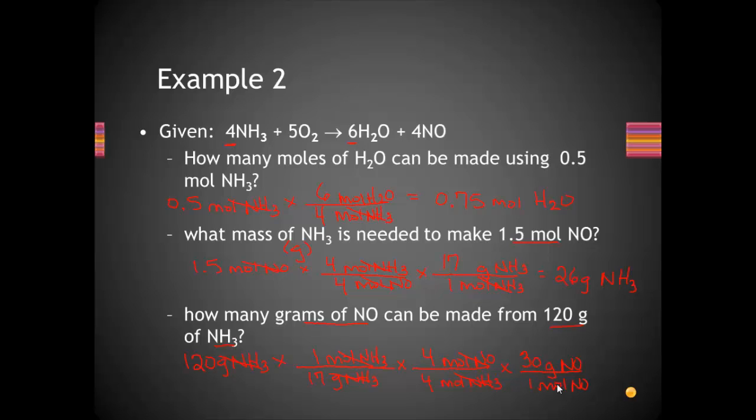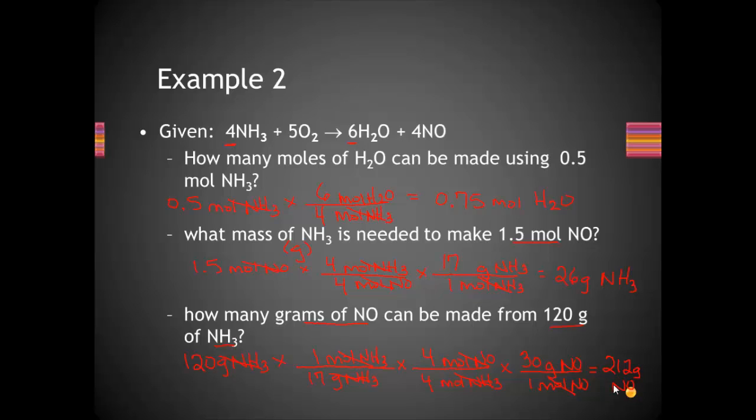And now all I need to do is the math in the calculator. Multiply straight across and then divide by all the numbers on the bottom. And I got 212 grams of NO. Let me squeeze that in here. So that's a full 3-step conversion.